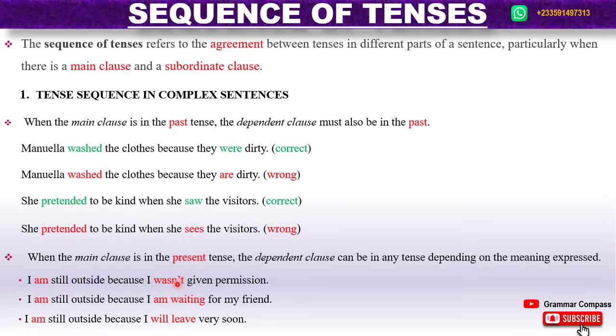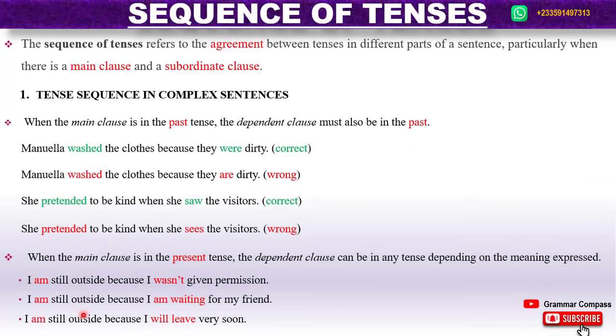It means that when I got to the entrance, I wasn't given permission, and because of that, I am still outside. So since the main clause contained a verb in the present, we are allowed to express ourselves however we want to in the subordinate clause. So here we used a simple past verb. What about I am still outside because I am waiting for my friend? The verb form here is simple present, and we used the present tense over here. That is the present continuous.